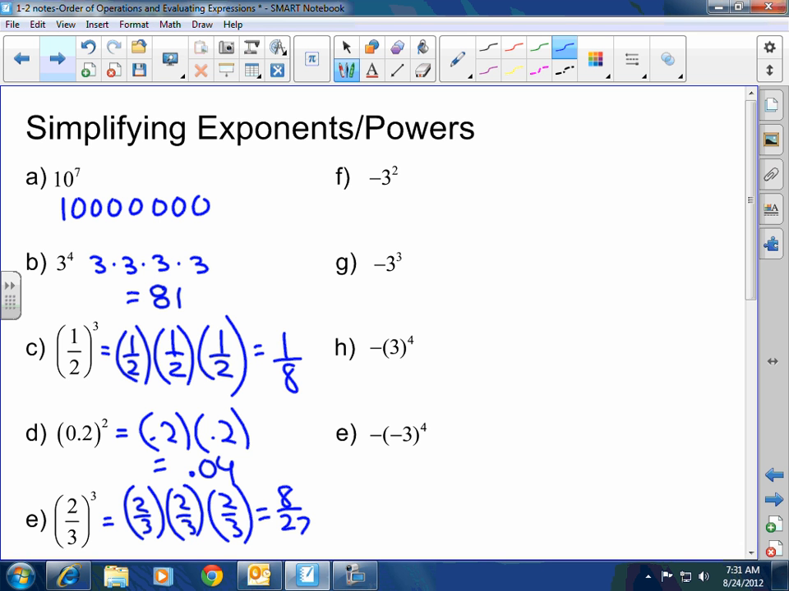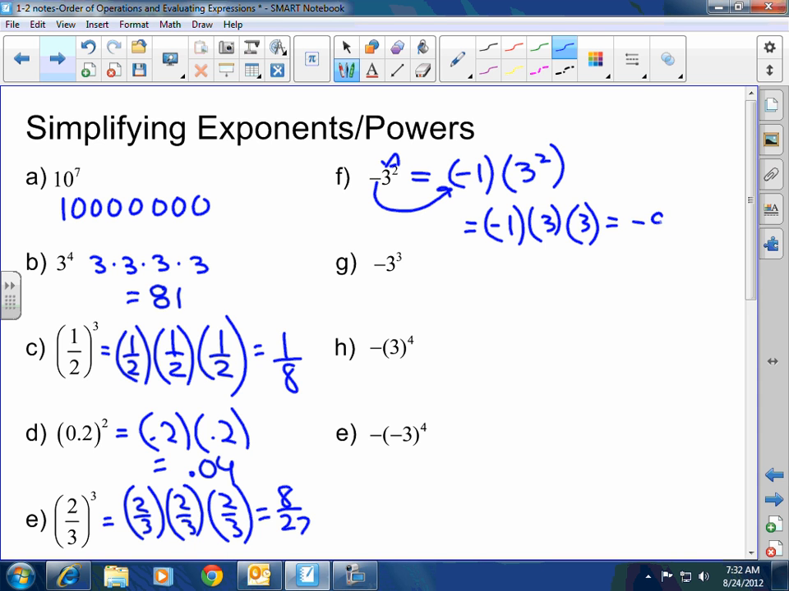Now, -3 squared. This is very, very important. Only the 3 is being affected by the 2 in this case. So what this is really saying is a -1, which is this negative, times 3 squared. So this really equals -1 times 3 times 3, which equals -9.